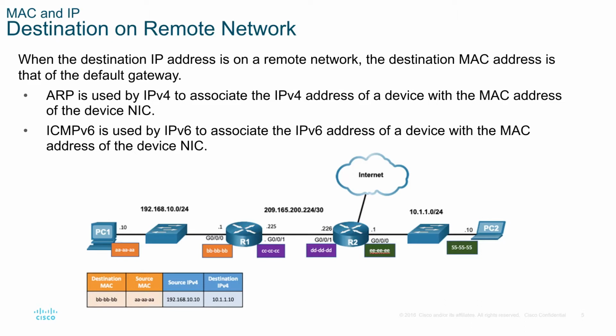ARP is used by IPv4 to associate the IPv4 address of a device with the MAC address of the device. Reverse ARP would get you the IP address for a device whose MAC address you already know. ICMP version 6 is used by IPv6 to associate the IPv6 address of a device with the MAC address of the device NIC.